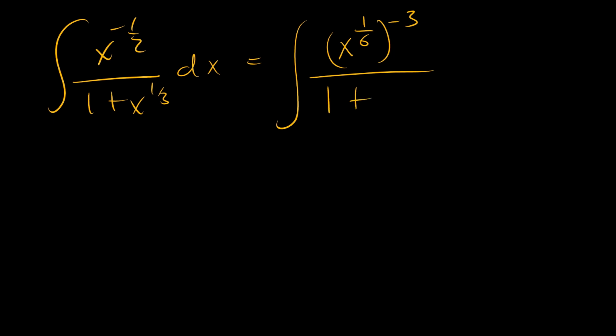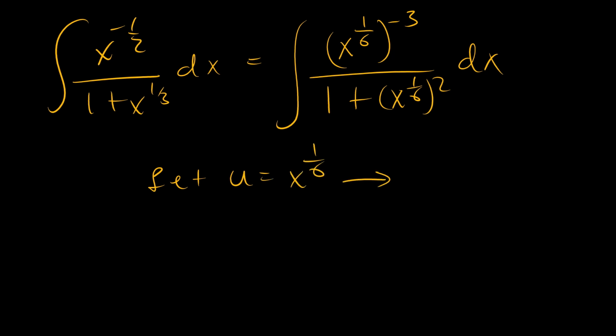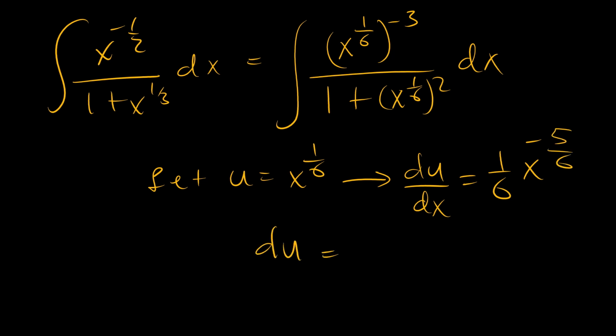So we have x to the power 6 squared here, and if we say let u be equal to x to the power 6, that means du/dx is equal to 1 over 6 x to the power negative 5 over 6, which means that du is equal to 6 u to the power negative 5 dx.